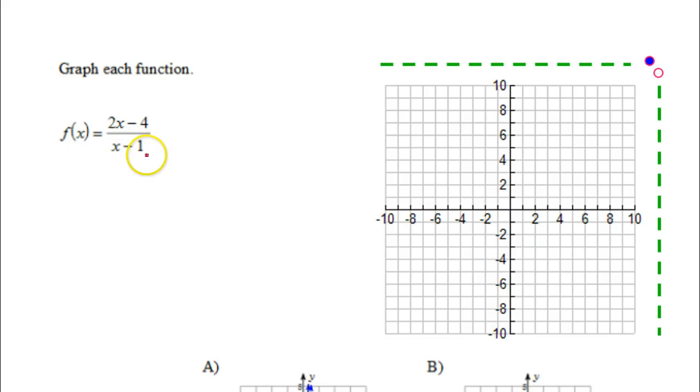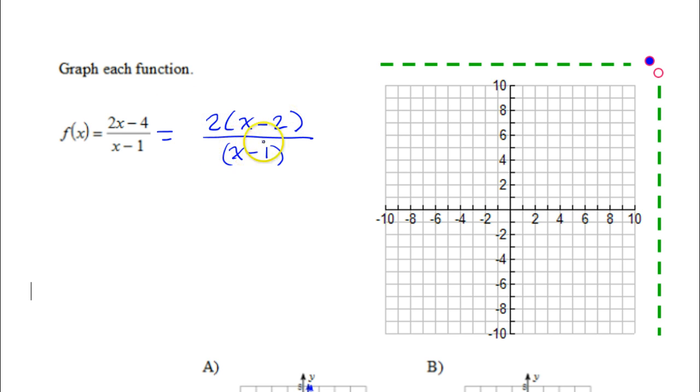Let's graph this rational function. The first thing you need to do is factor anything you can to see if anything cancels out. The numerator has a common factor. If I pull out the x, then that's 2, and then x minus 2. Now the denominator can't factor, it's just x minus 1. And that's it. Nothing does cancel, so we can go ahead with the problem.